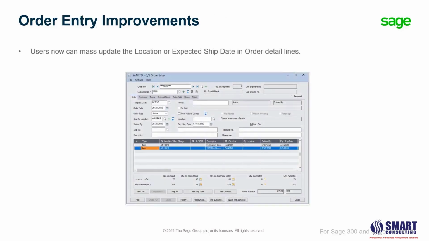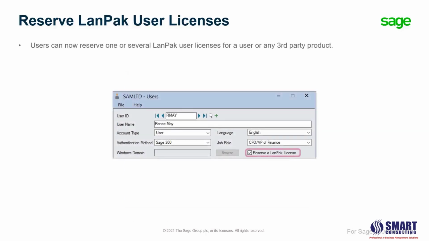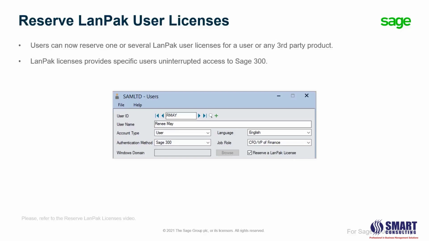Through the order entry improvements, users can now set the expected ship date and location for all details on an order. More information on this new feature is available in the Order Entry Improvements in Sage 300 2022.0 video. Users can now reserve one or several LANPACK user licenses for a user or any third-party product. LANPACK licenses provide specific users uninterrupted access to Sage 300. Please refer to the Reserve LANPACK Licenses video for more information on this new feature.